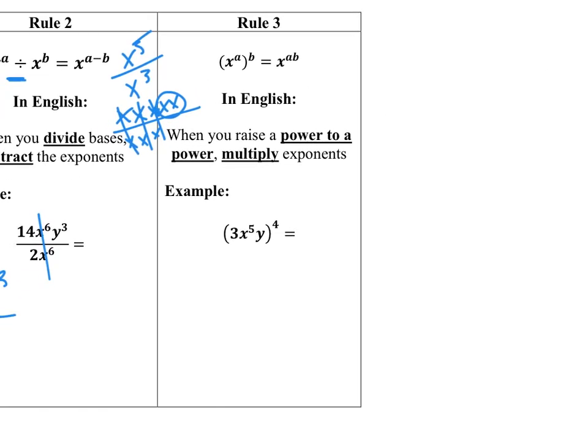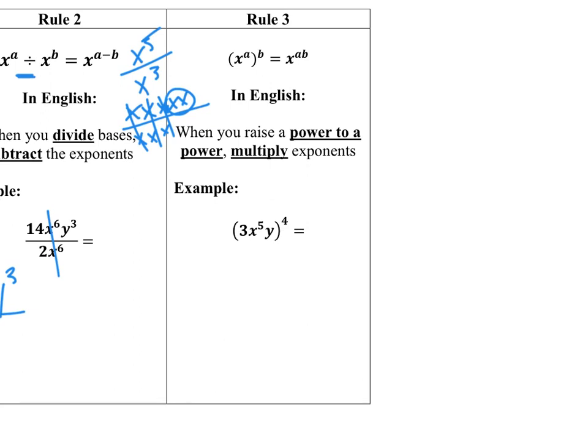Power to a power. So what that means is we know that this thing right here, the whole thing, is being raised to the 4th power. When you raise it to a power, you multiply the exponents. Right? So this is like x squared to the 3rd power. This is going to be power to power, you multiply the exponents. So it just means that you have x squared 3 times.